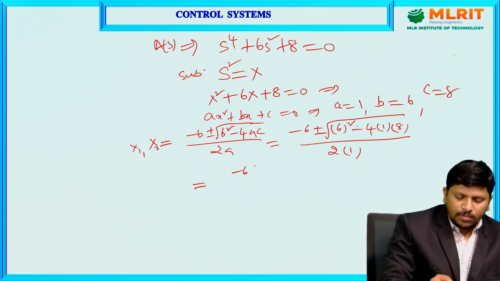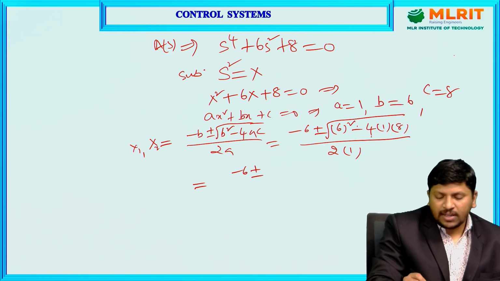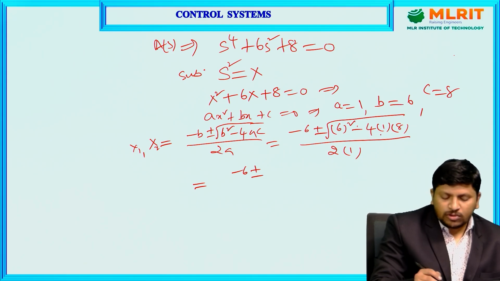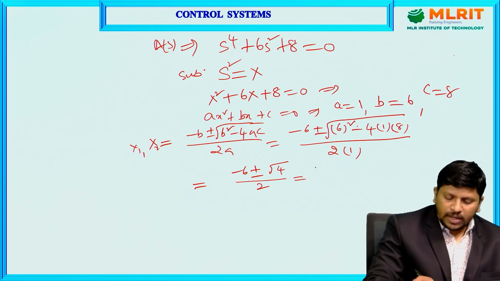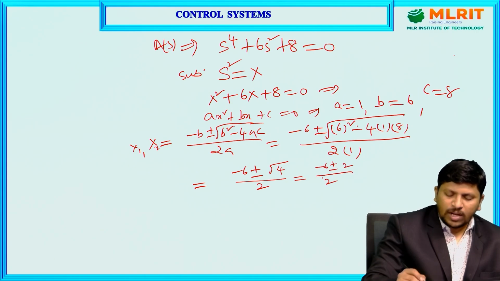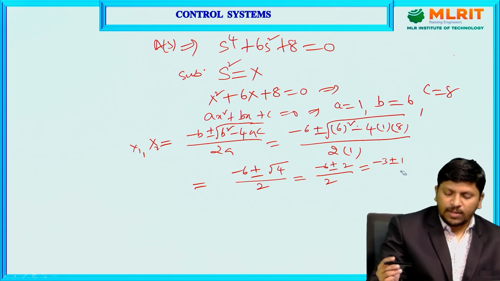So what is the value finally? Minus 6 plus or minus, see, 6 square is 36 minus 32. So what is the value? 4. Root 4 divided by 2. Root 4 is nothing but 2. So minus 6 plus or minus 2, divided by 2. Take the common 2, so you get 2 times minus 3 plus or minus 1, divided by 2. Sorry, the 2 gets cancelled: minus 3 plus or minus 1.